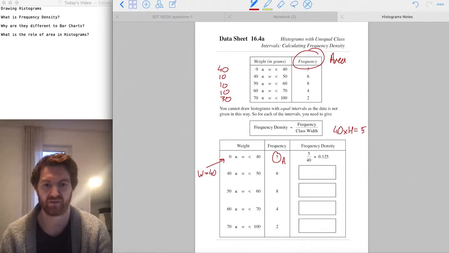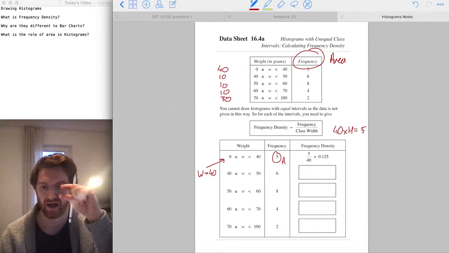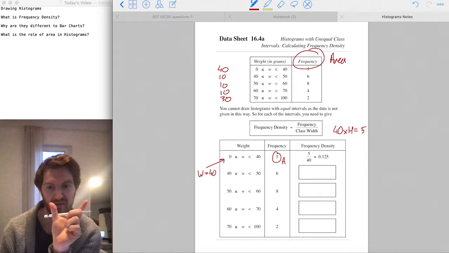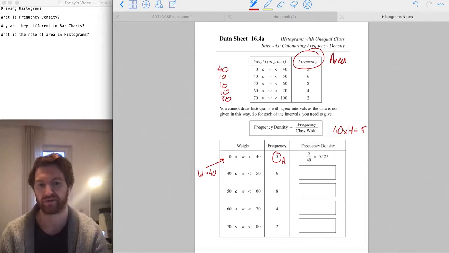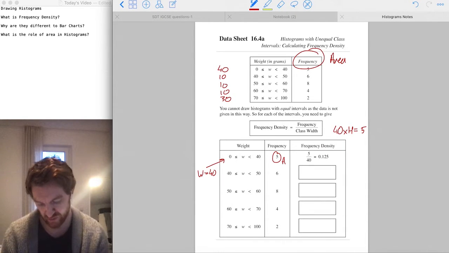To find this, we divide the frequency, the area, by the width, which gives us the height. As you can see here, if we do 5 divided by 40, it gives us 0.125. And that will be the height of my bar. Because if I multiply the height, which will be very short, and the width, which is very wide, the area will be 5. So for each of them, you take the frequency, and that's going to be the numerator of your fraction.